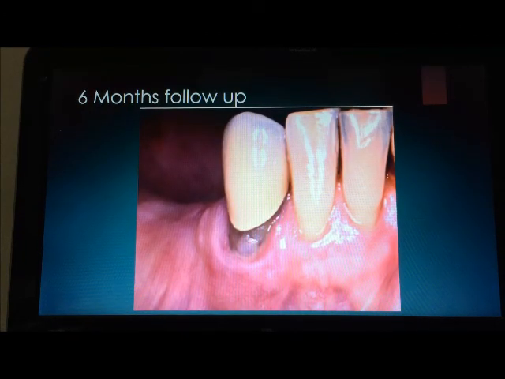The patient was then evaluated 6 months later, during which the resorption seemed stable and the defect did not increase.